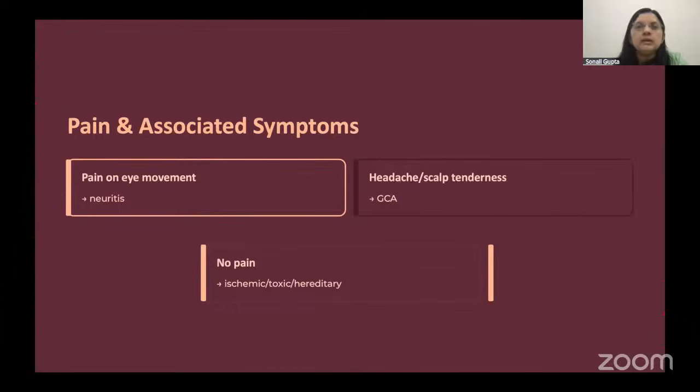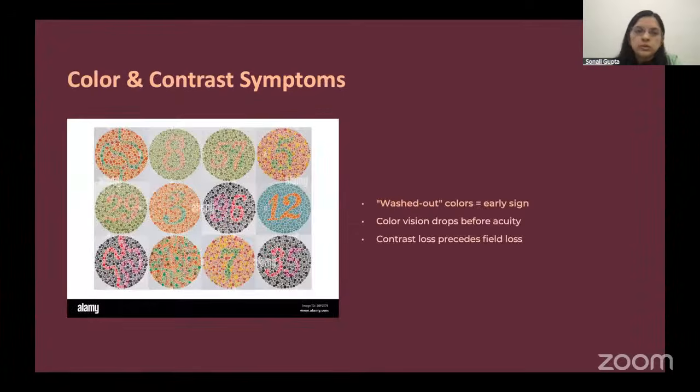So all these history taking do point us towards the etiology. Then, as we discussed, pain on eye movement signals neuritis, but headache, scalp tenderness, which is very important to elicit in the elderly, can signify giant cell arteritis, which can even be life threatening and involve the other eye very quickly. So, we need to act fast. Usually, the painless causes are ischemic, toxic, hereditary, many times even compressive lesions. So, we do need to look into that.